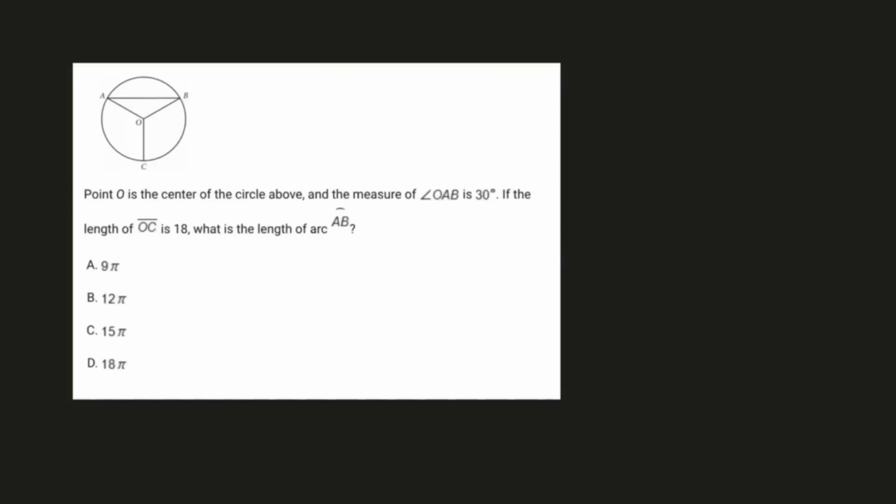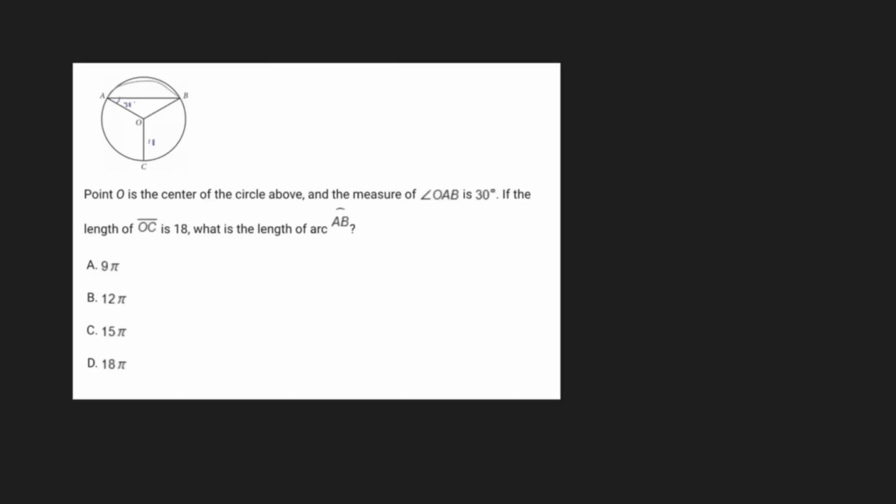O is the center of the circle above, and the measure of angle OAB is 30 degrees. So that's 30 degrees right there. If the length of line segment OC is 18, so this is 18, what is the length of arc AB? I think this is the minor arc AB right here.